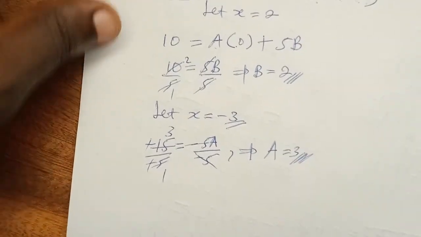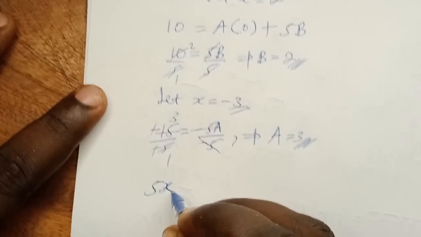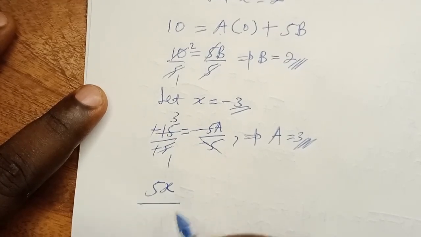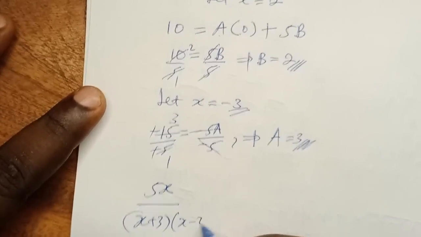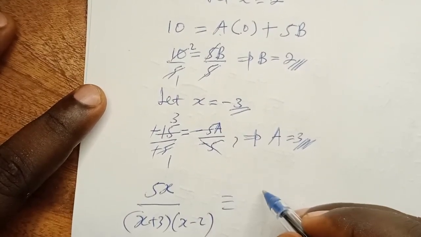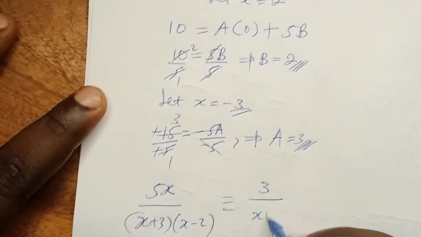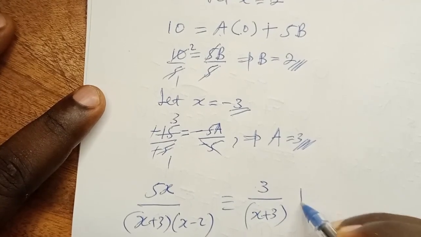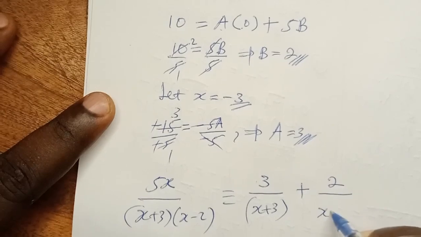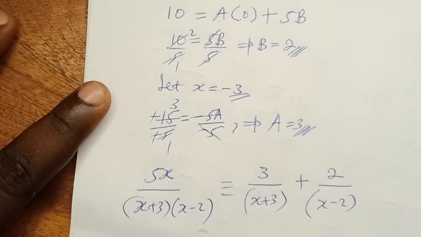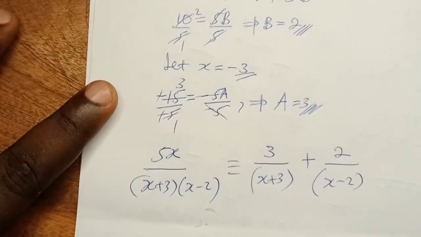So let's do that. We are going to say 5x divided by x plus 3 into x minus 2 is therefore the same as a. So a is 3 over x plus 3 plus b is 2 over x minus 2. So this is the expression here, which makes it to be very correct.